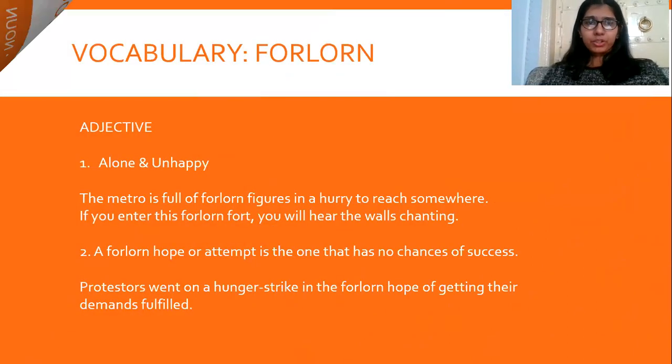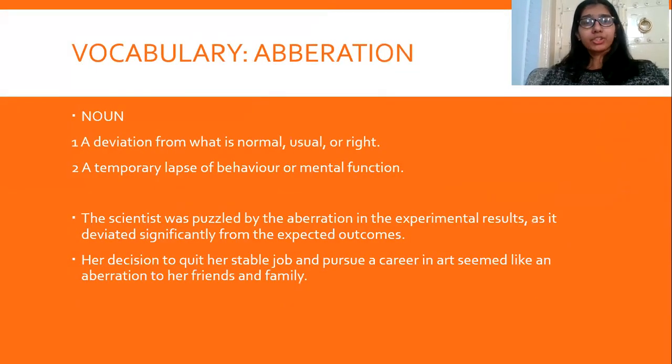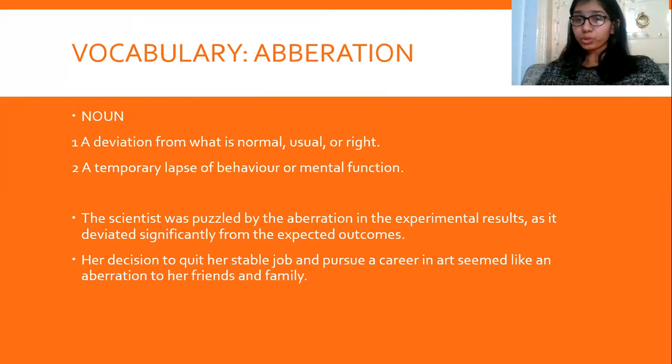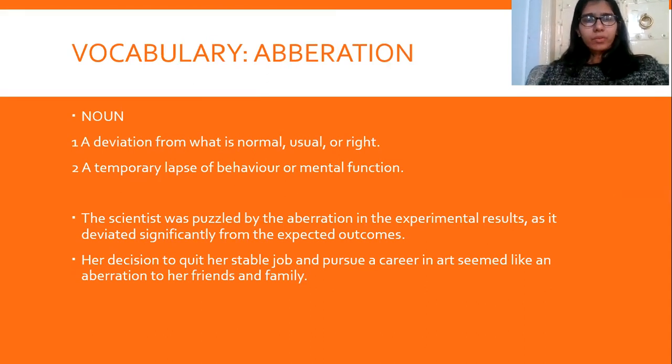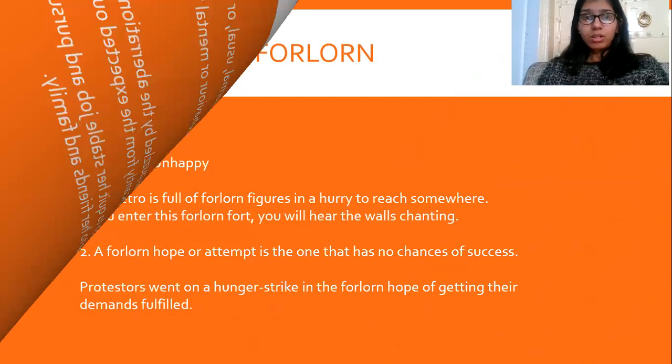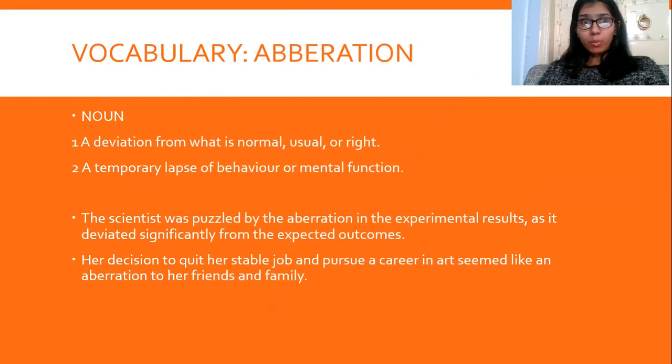Right? So aberration. Aberration is a noun. It is a deviation from what is normal, usual, or right. Okay. A temporary lapse of behavior or a mental function. So we could say, for example, a sentence could be, in a moment of aberration today morning, I agreed to work for a bossy client. In a mental aberration today morning, I agreed to work for a bossy client.